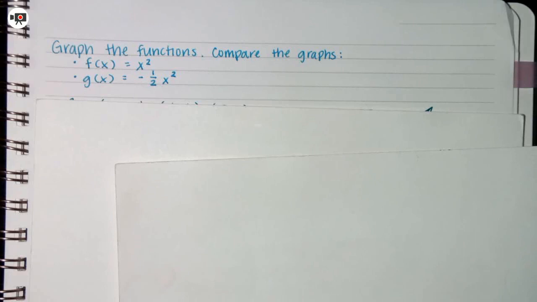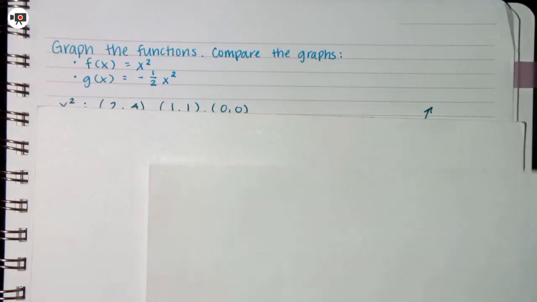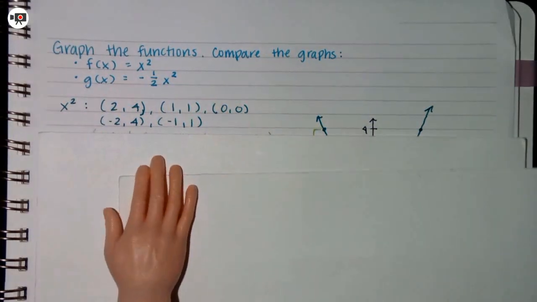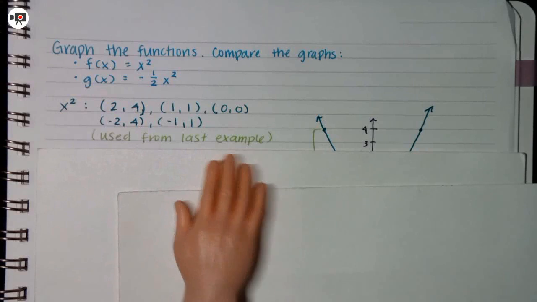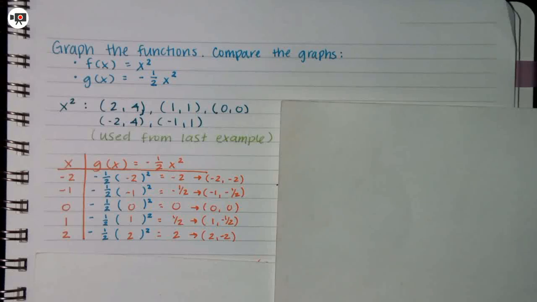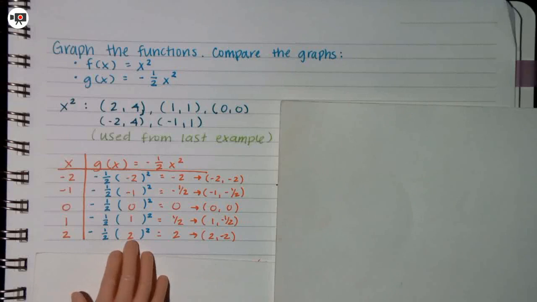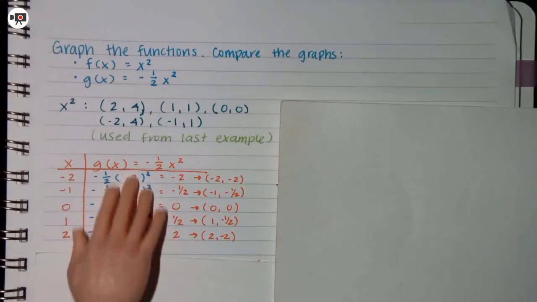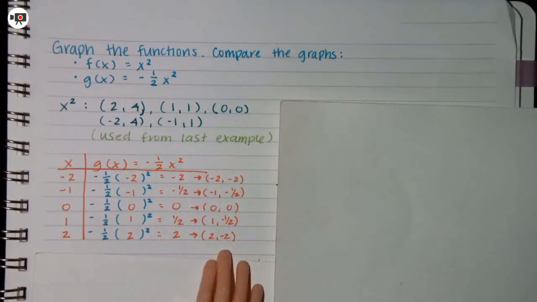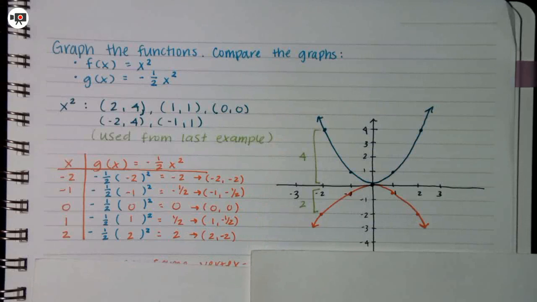Now here's a second set that we are going to graph. F of x is x squared, and g of x is negative 1/2 x squared. So parent function is the same. I'm just going to pull my ordered pairs from the first table that I did in my last example. Then I'm going to make my table for g of x. So pick your x values and plug them in, and then do your squared first, then multiply by 1/2 and make it negative. So then you get your ordered pairs here, and you can plot them.